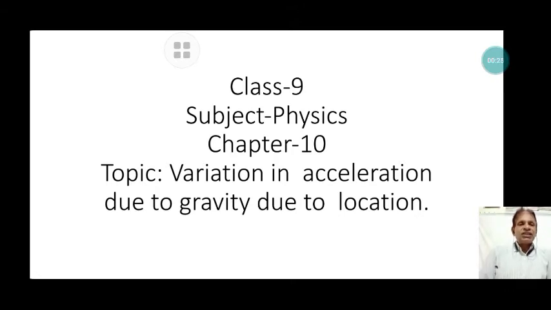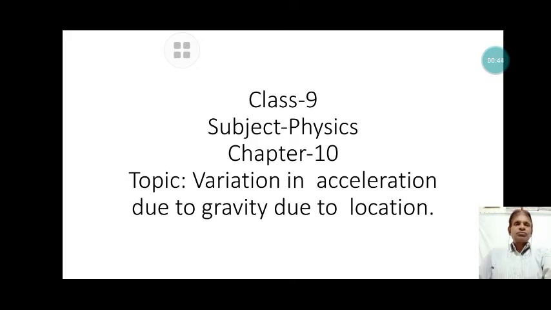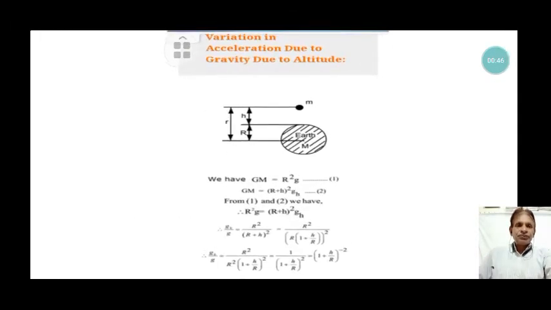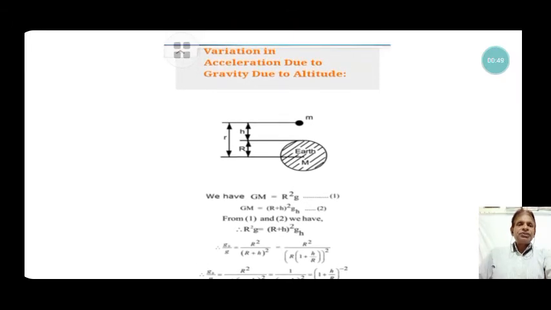Now we will discuss the variation in acceleration due to gravity due to the location, when it is above the surface of the earth or below the surface of the earth. How the acceleration due to gravity g changes we will discuss in this video. In this slide, variation of acceleration due to gravity due to altitude: at a certain height h, how the acceleration due to gravity changes we will discuss.